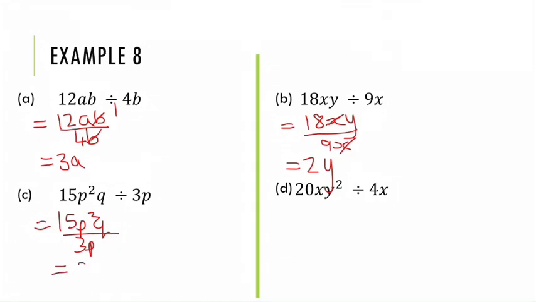In part C, I've got 15p squared q divided by 3p. 15 divided by 3 is 5. P squared divided by p, well, one of the p's would divide by the p to leave me with 1, which means I'm left with 1p. And q doesn't have another q to divide by, so q is still there as well.